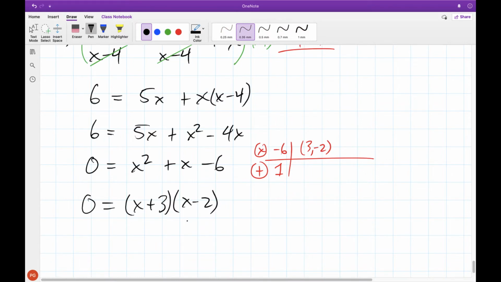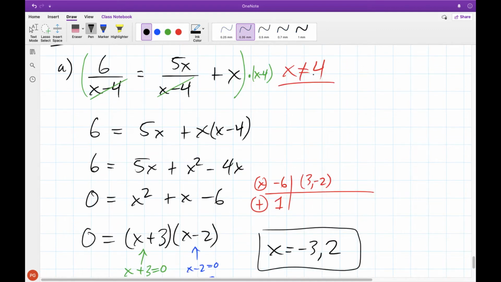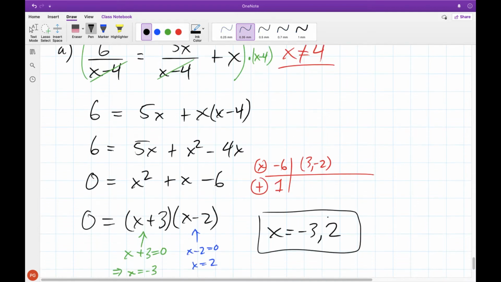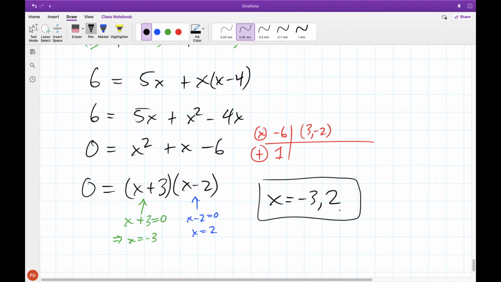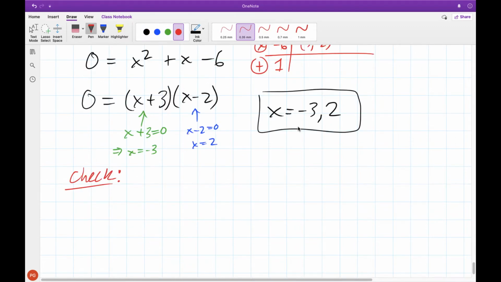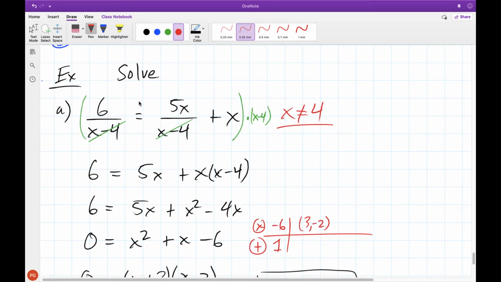The key to remember here is that if either of these are 0, the whole thing will be 0, and we'll have solved the equation. So solving each individual part equals 0 gives us our 2 answers, and since neither of our answers conflict with our restriction, both of these are valid answers to our original equation. If we want to check our answers here, all we need to do is plug them back into the original equation, which is this one right here.